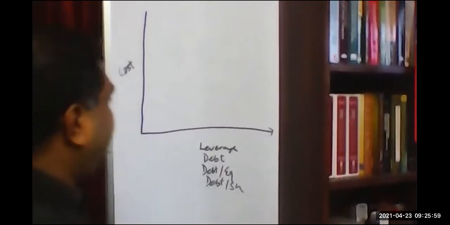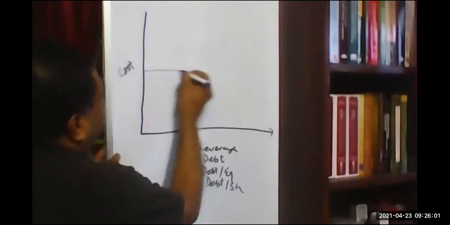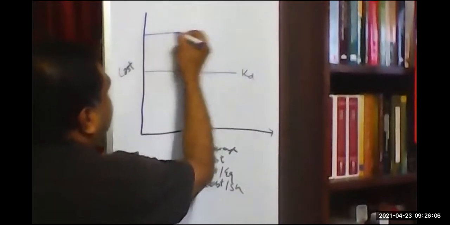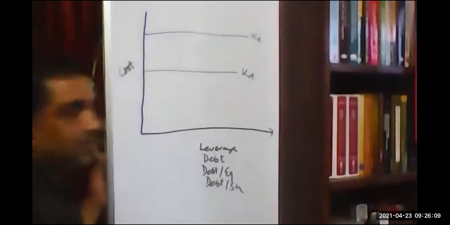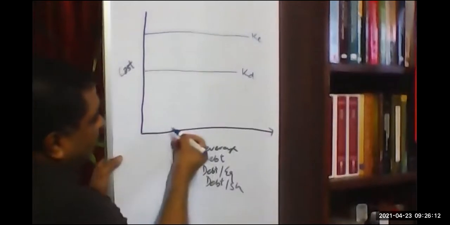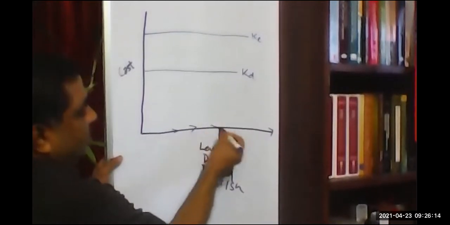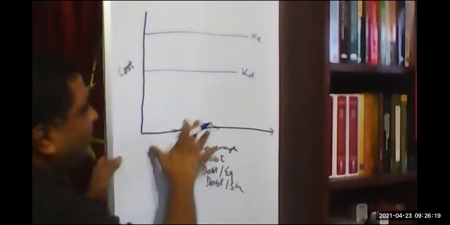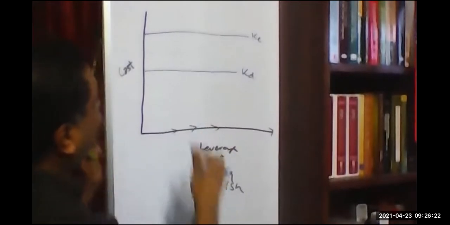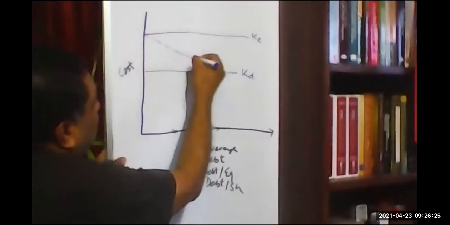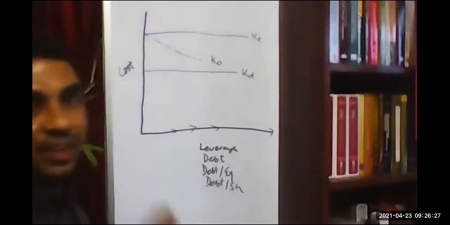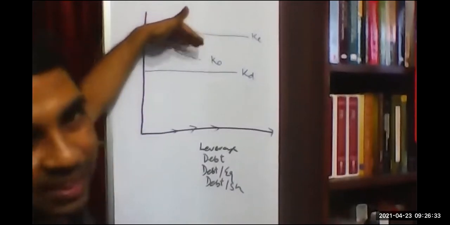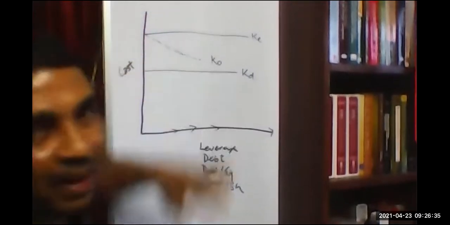Net income theory. Net income theory says, this is my cost of debt, this is my cost of equity. As I keep on increasing debt, as I increase leverage, or as I keep on increasing the proportion of debt in my capital structure, my overall cost will come down. KO will come down. Why will KO come down? Because this is costly, and the costlier thing I am removing, and the cheaper thing I am adding.